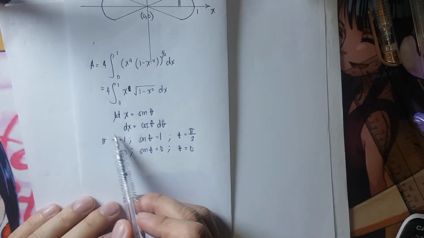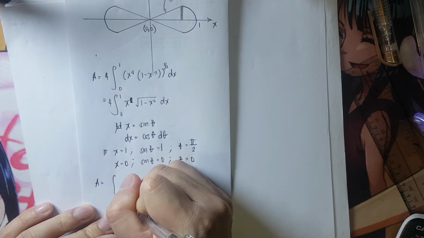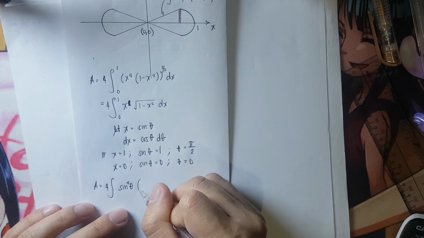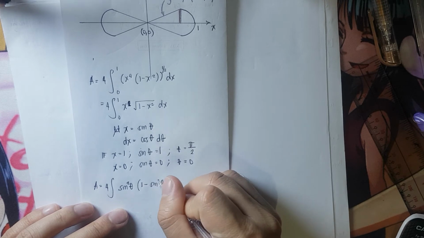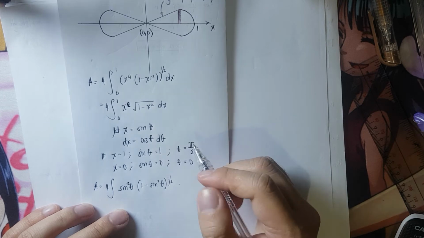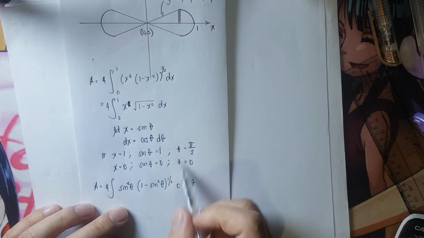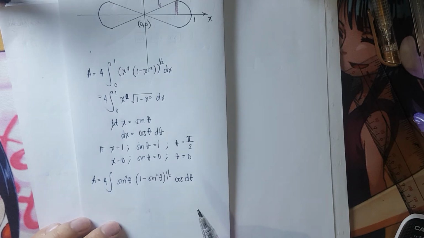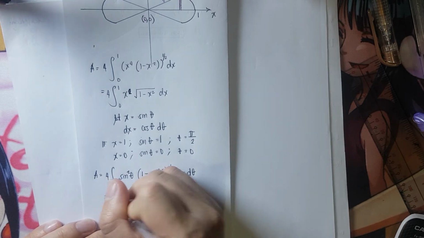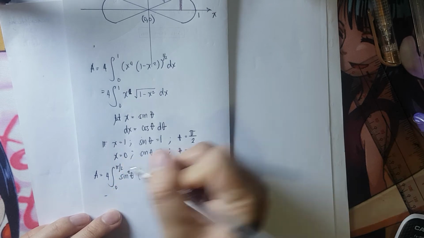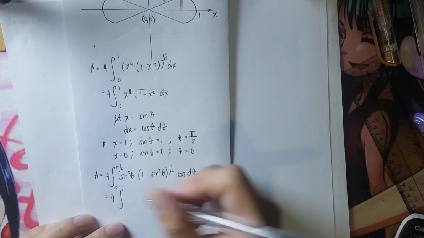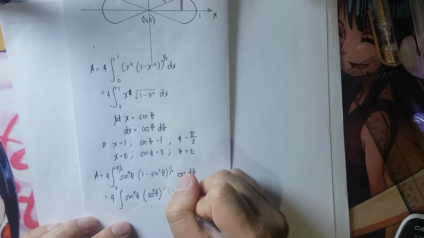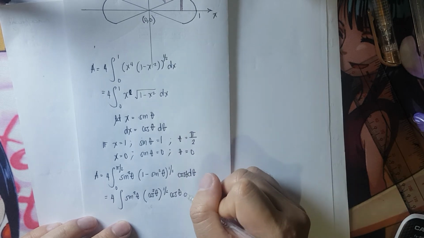So let's try to substitute now this value to our original equation. Area is equivalent to 4 times the integral of, we have x squared, so that is sine theta squared, times we have 1 minus sine theta squared raised to 1/2 cosine theta d theta, because dx is cosine theta d theta. And we know that 1 minus sine theta squared is equivalent to cosine squared from trigonometric identities. Before that we have here the limit from 0 to pi over 2. So that is equivalent to 4 times the integral of sine theta squared times cosine theta squared raised to 1/2 cosine theta d theta.